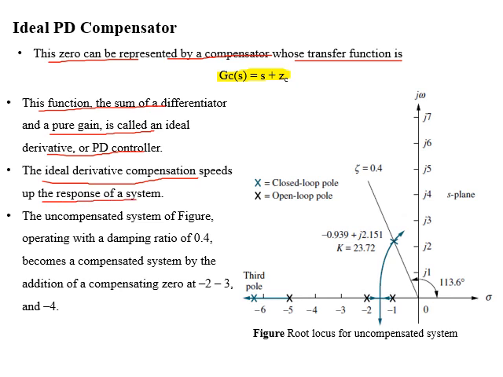For this demonstration, consider an uncompensated system whose root locus is given in the figure. The uncompensated system is operating at a damping ratio of 0.4. And now for compensation, we will add a zero of the PD controller at -2, -3 and -4.